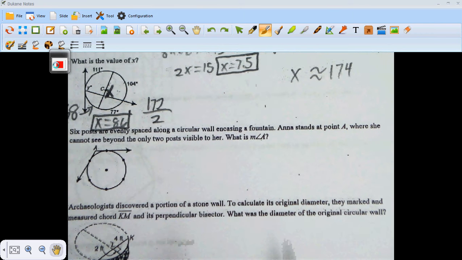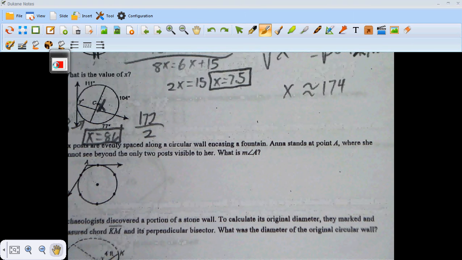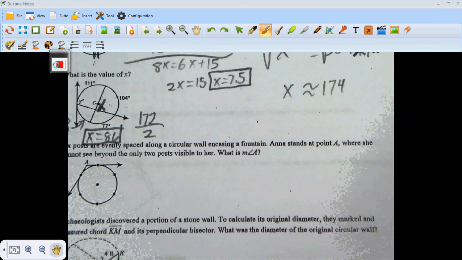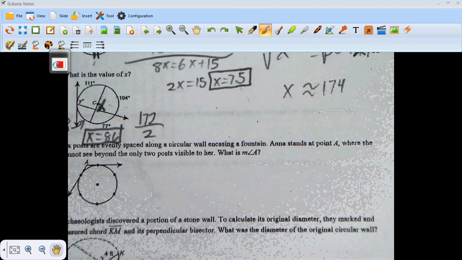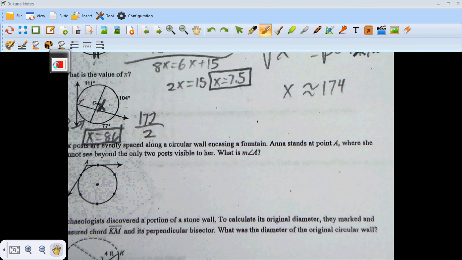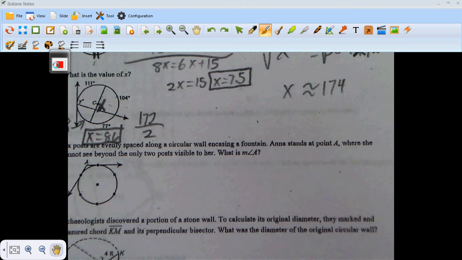This is a conceptual problem. Okay, 6 posts have been spaced evenly apart. So they want to know if somebody is standing with nothing but two of those posts within view, what is the angle of their view? Okay? How far can they see? Well, this is going to take a couple of steps. This is not just one quick and easy step and you're done.